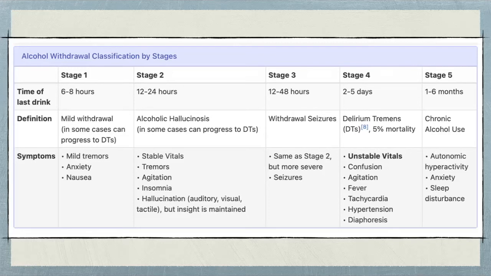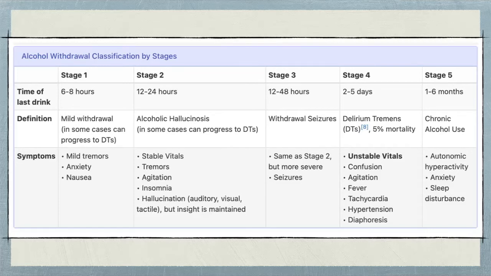This phase we call alcoholic hallucinosis, because hallucinations can occur in stage 2. And stage 3 starts from 12 to 48 hours after the last drink. Seizures can occur, withdrawal seizures, as more severe forms of stage 2.